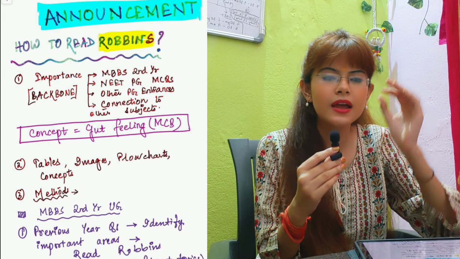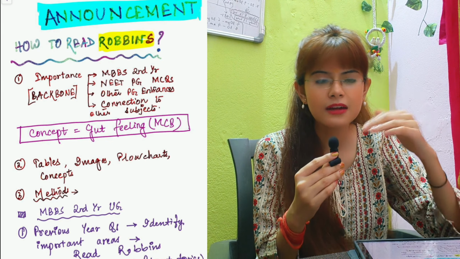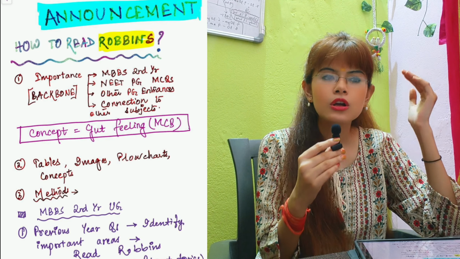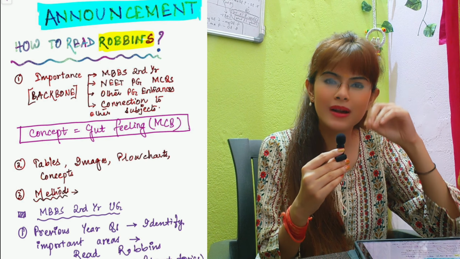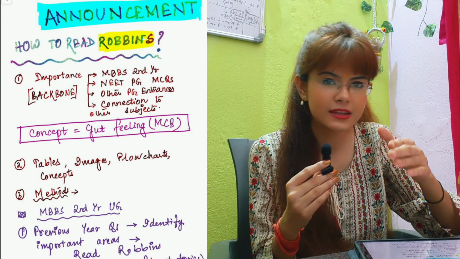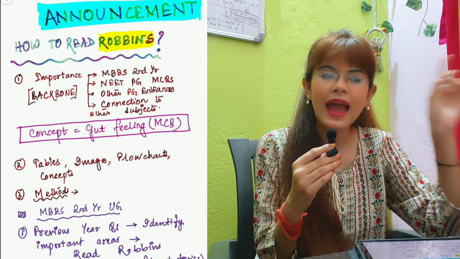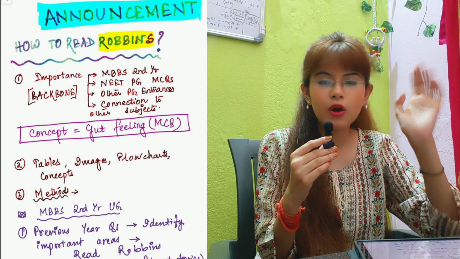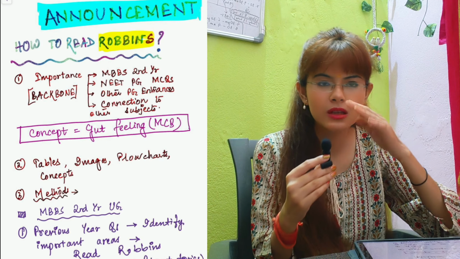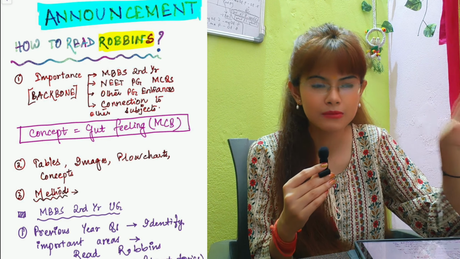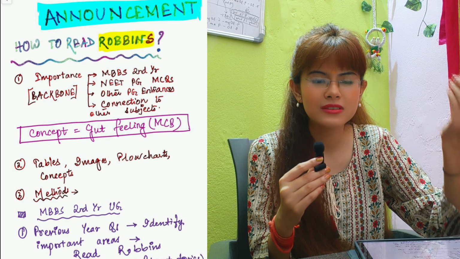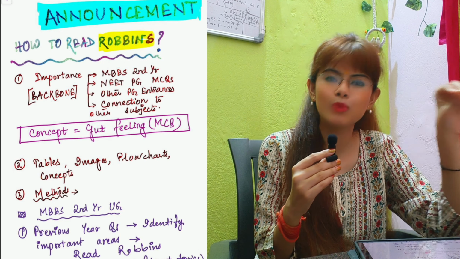Okay, so whether you are an MBBS second year student or a NEET PG aspirant, Robbins is a book that you need to read. Especially for the second year MBBS students, you have more time, so you can go through it in a more extensive way and build your base stronger. Because as I always mentioned, concept is equal to gut feeling in your MCQ. In some way or the other, each one of us has to go through an MCQ based exam, right?